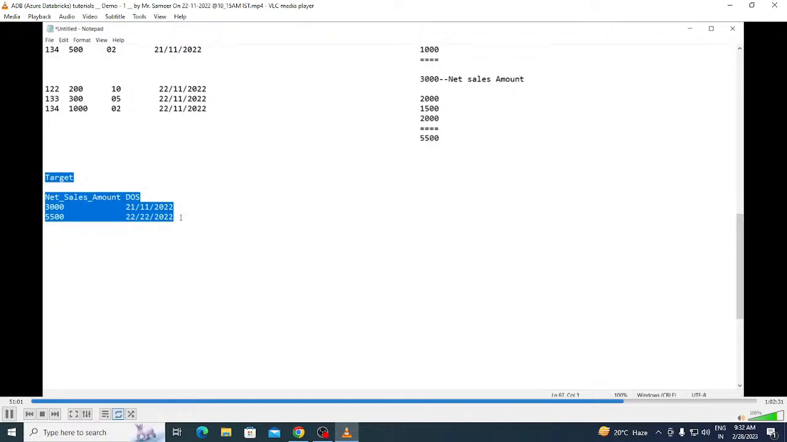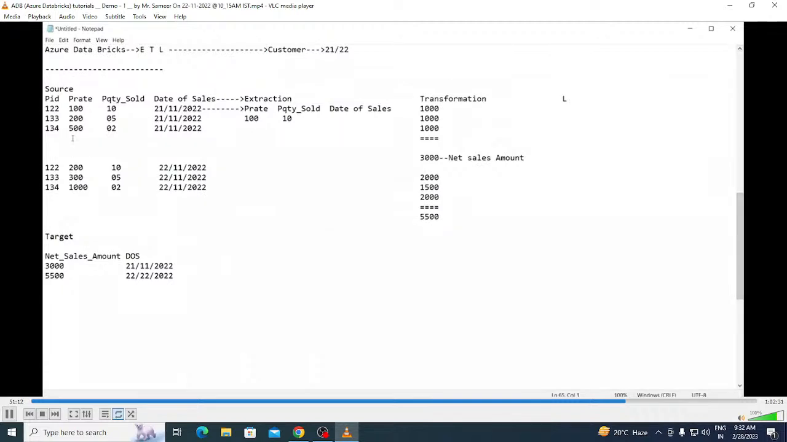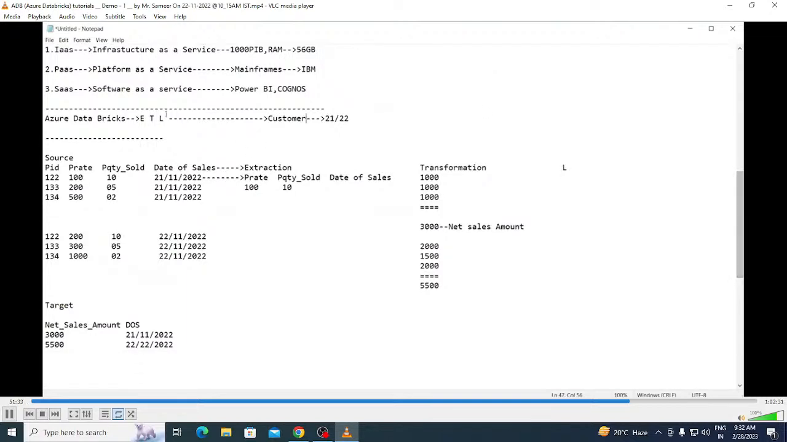Can you see here, this entire thing, what we have done? We have transformed this much data. This data of two tables, I have transformed into one table in a summarized manner. So this data you can report to the customer, stating that this is the difference of sales between the 21st and 22nd day of November 2022. This process is called extraction, transformation, and loading. And this is done by using Azure Databricks here.